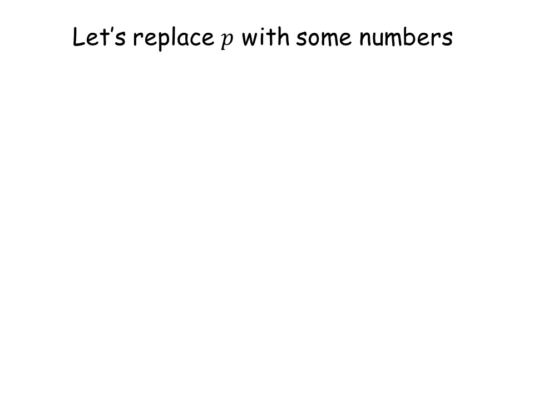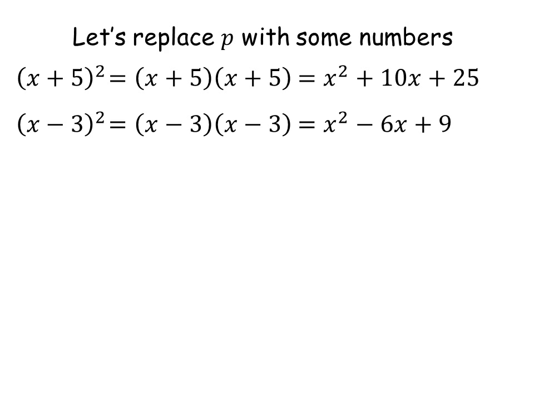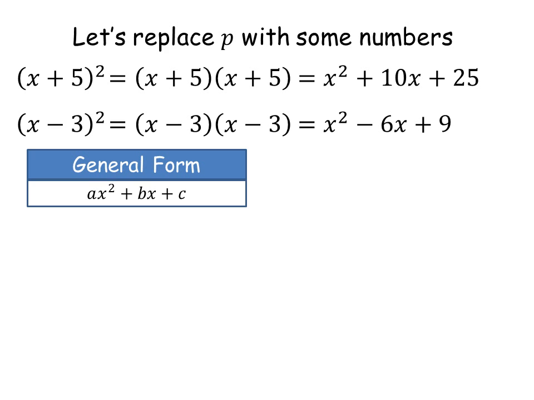So let's replace p with some numbers. How about 5? (x plus 5) all squared is equal to (x plus 5) multiplied by (x plus 5), which is equal to x squared plus 10x plus 25. And what about (x minus 3) all squared? Well, that's equal to (x minus 3) multiplied by (x minus 3). Please remember to maintain your parentheses, which is equal to x squared minus 6x plus 9.